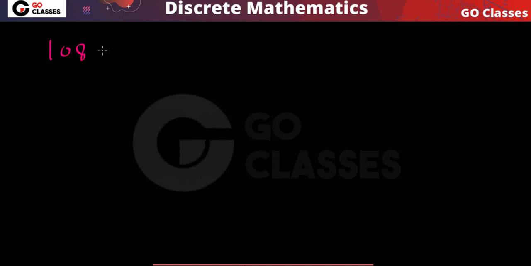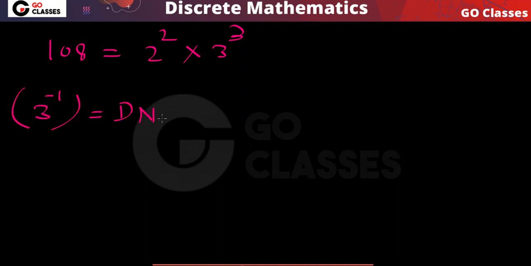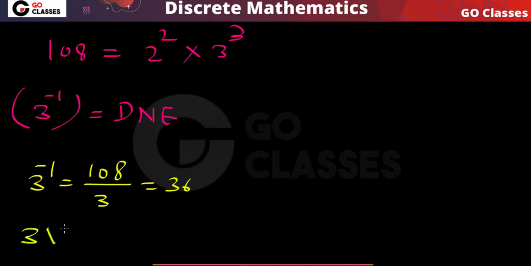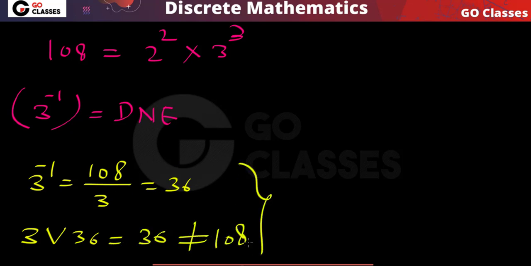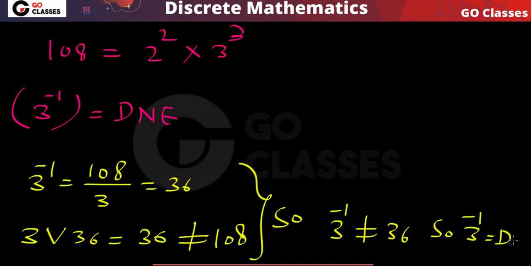In this 108, which is 2 square into 3 cube, the complement of 3 does not exist. Why does the complement of 3 not exist? Because what should be the complement of 3? It should be this, and that is 36. But you can notice the problem: the LCM of 3 comma 36 is 36, which is not the greatest element. So the complement of 3 is not equal to 36, so the complement of 3 does not exist.